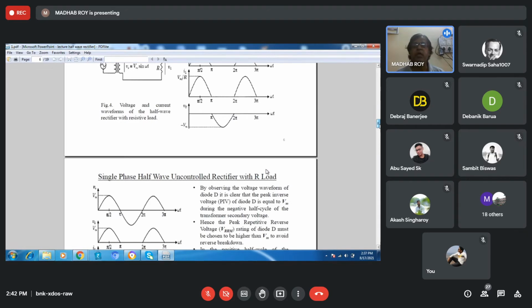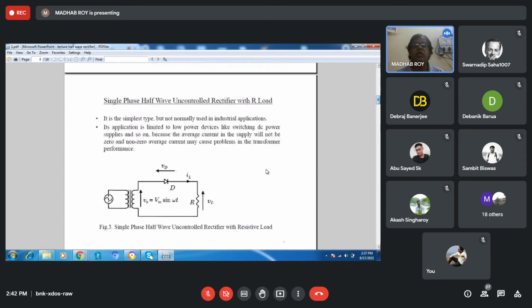So they have identified it like this, and that is discussed here. Average current may cause problems in the transformer performance.